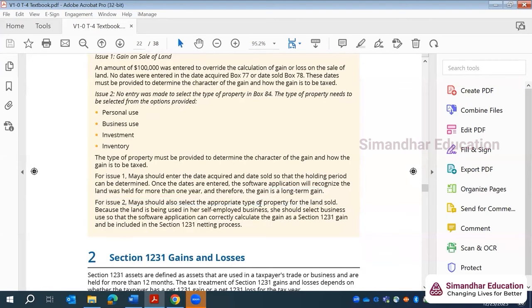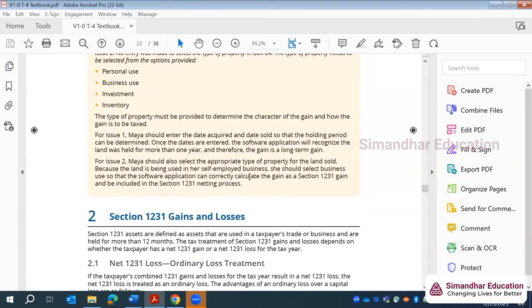Maya should also select the appropriate type of property for the land sold. Because the land is being used in self-employment business, she should select use so that the software application can correctly calculate the gain as section 1231 gain to be included in section 1231 netting process. Now, what section 1231 is, I'm going to explain next. Okay.